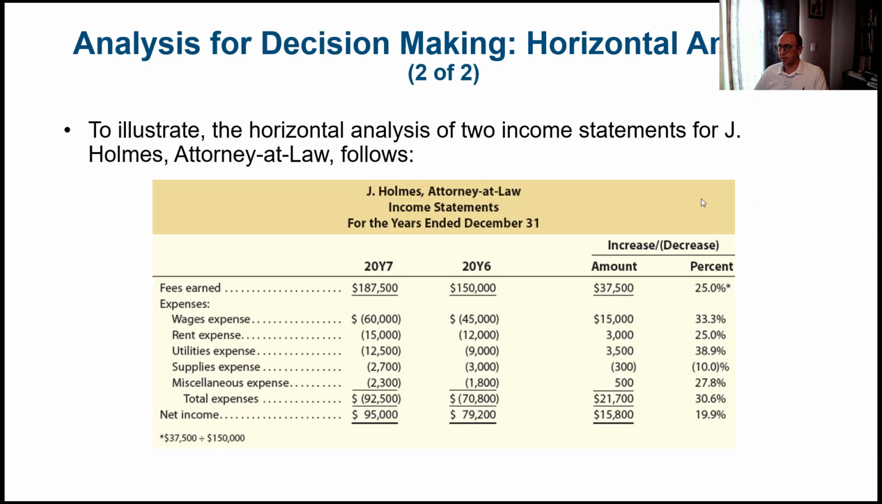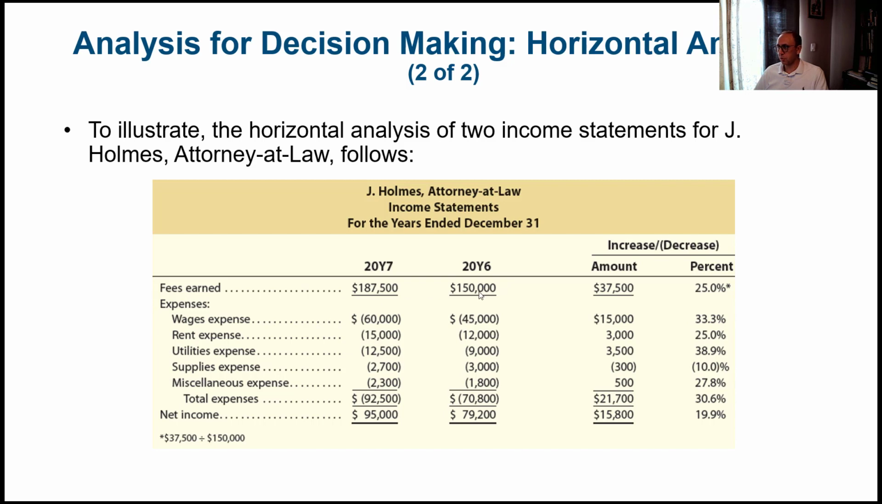Here we have an example for this hypothetical company. It could be a real company, J. Holmes, attorney at law. And we have their income statement for year 7 versus year 6. And by the way, they usually present the most recent year first and then the previous year. And then we see the amount of change, which is the difference between these two values, and then the percentage change, which is how much the amount is compared to the base year.